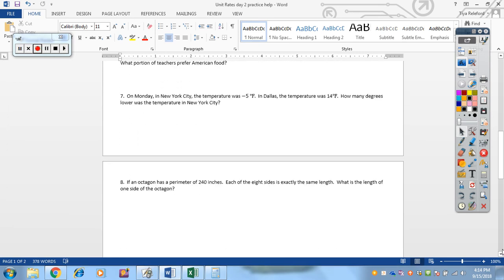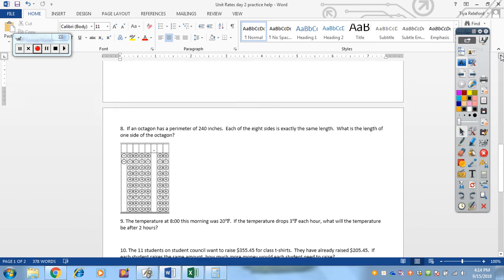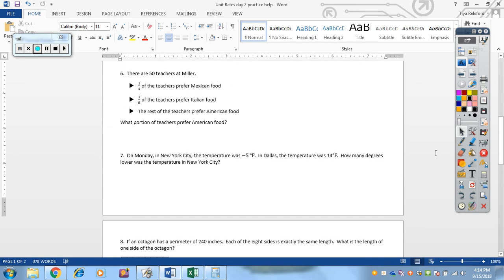Number 6. Again, my numbers are different. My problem says there are 50 teachers at Miller. 1/4 of the teachers prefer Mexican food. 1/8 of the teachers prefer Italian food. The rest of the teachers like American. What portion of teachers prefer American? Well, from all the teachers, I'm going to subtract the ones that like Mexican food and the ones that like Italian food. Whoever's left likes American food.